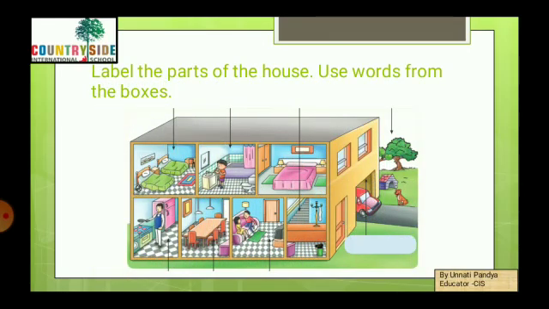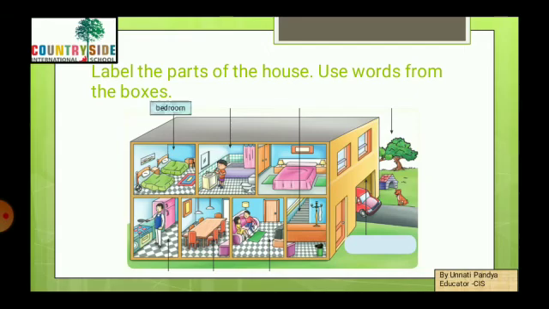Next exercise is label the parts of the house. Use words from the boxes. You are given boxes and you have to use the words from the boxes to name these parts of the house. It's very easy. Let us start with the first one from the left.